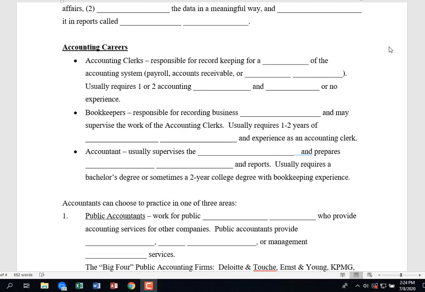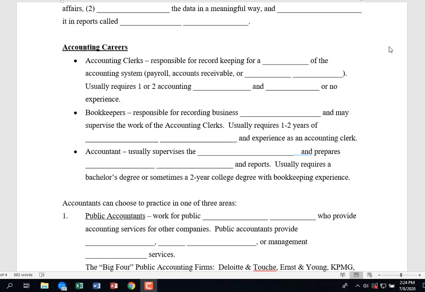Another occupation would be a bookkeeper. This person is responsible for recording business transactions and may supervise the work of the accounting clerks. It usually requires 1 or 2 years of accounting education and experience as an accounting clerk.